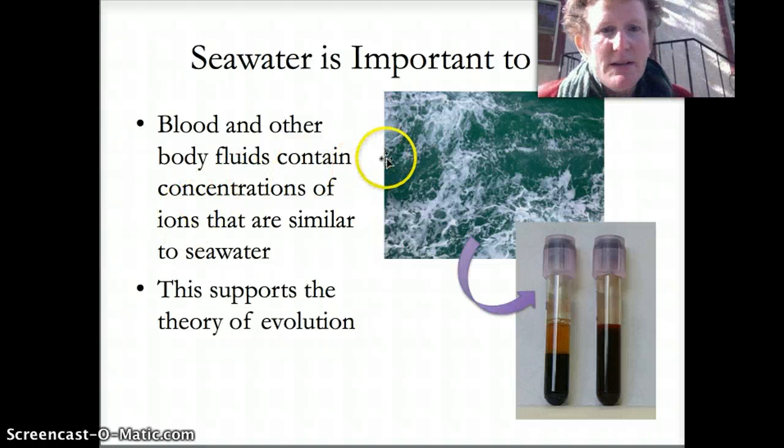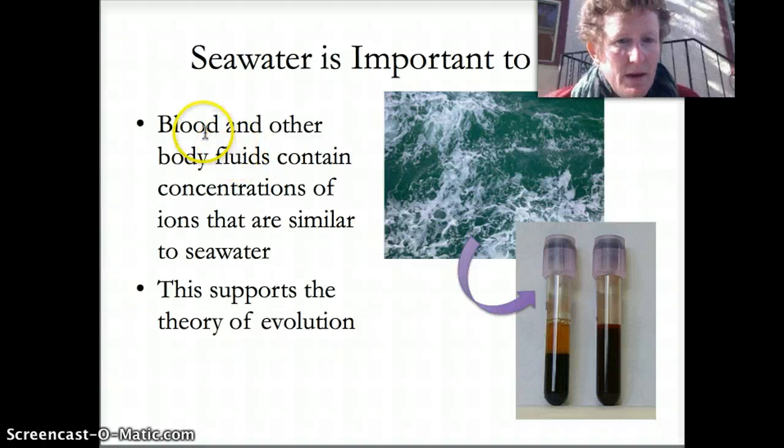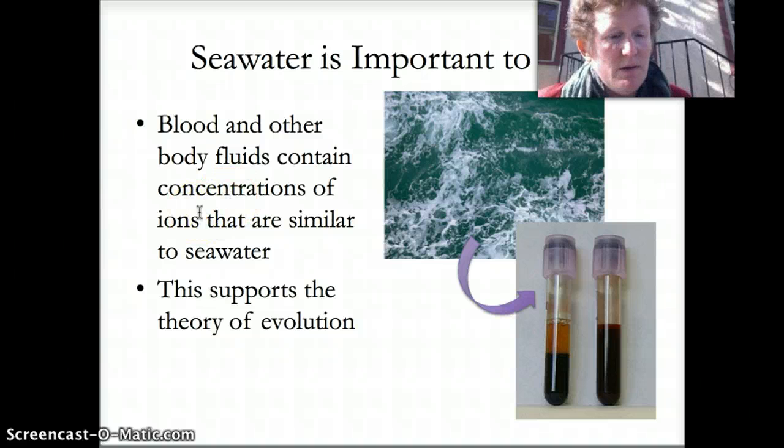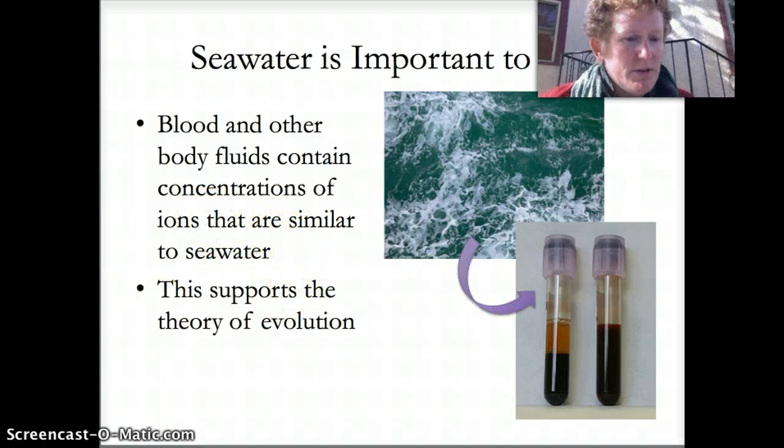The water in our cells is much like seawater, and our blood and other body fluids contain concentrations of ions, sodium, potassium, magnesium, calcium, that are similar to seawater. This supports the theory of evolution, that life came out of the sea.